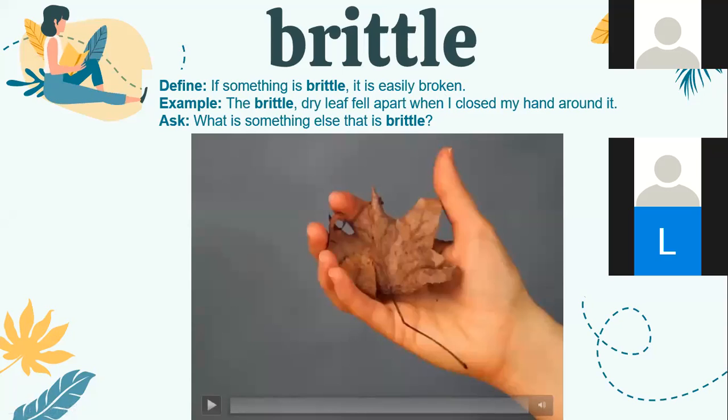Noor, read the definition. What do you mean by brittle? If something is brittle, it is easily broken. So when something can easily be broken, we say that it's brittle. Can you give me an example of a brittle thing, Yanur?